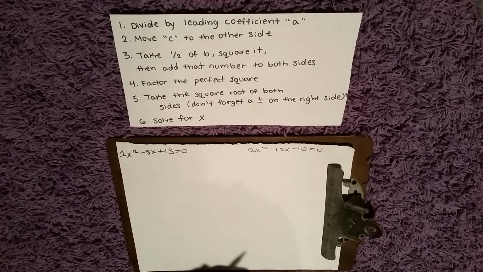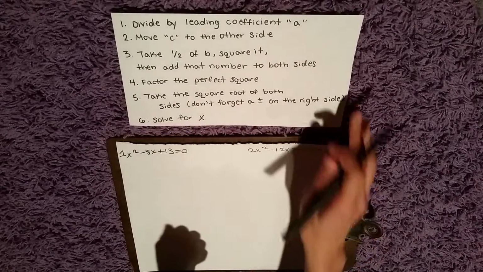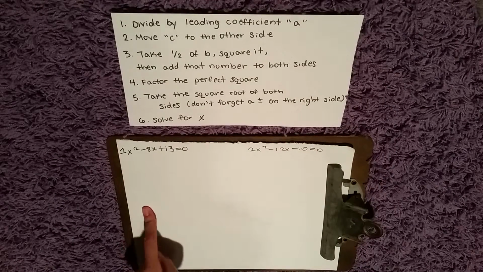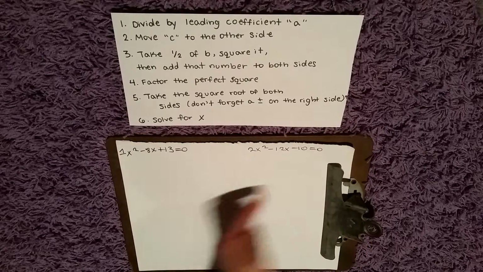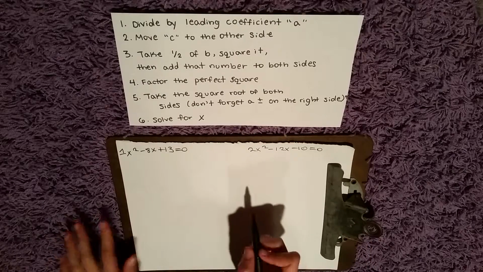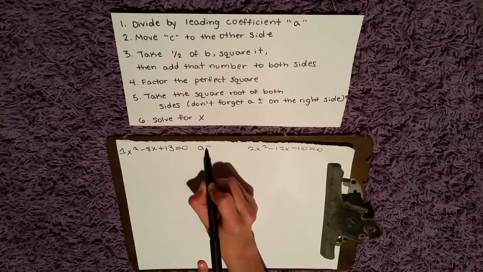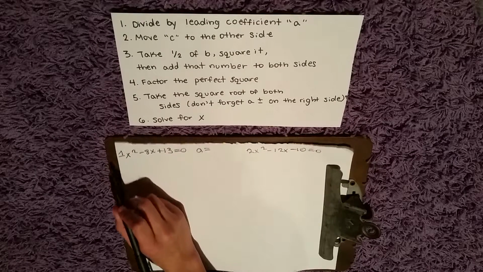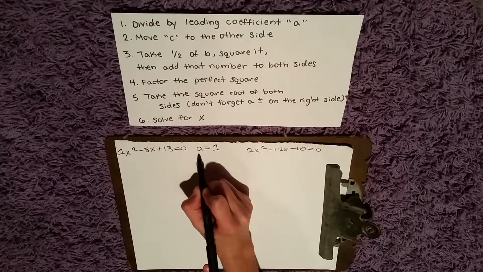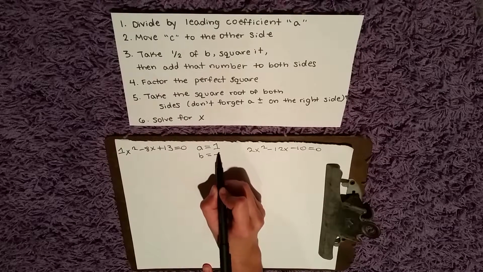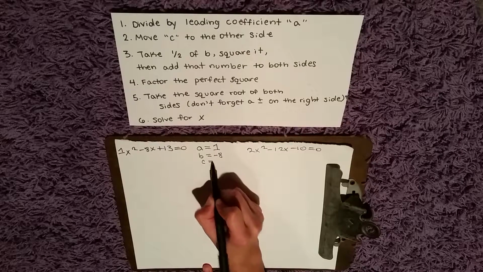So step 1 says to divide by leading coefficient A. Well, since leading coefficient A is 1, we can skip that step for this one, but we'll have to do it later for this one. So it's important to know what A, B, and C are. In this case, A is the number in front of x squared, which is 1. B is the number in front of x, which is negative 8. You take the negative along with it. And C is 13.